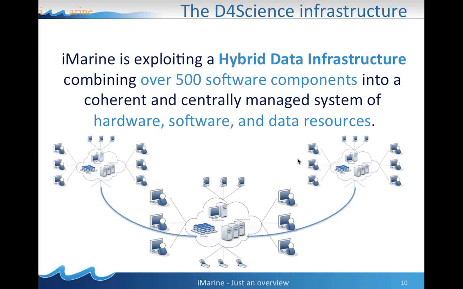In case of D4Science, instead, we talk more about a hybrid data infrastructure because it combines over 500 software components that are not centralized in a single location and are not managed by using the same access policy or the same service level agreement. It's more a federation of different infrastructures that all together contribute to the satisfaction of the user requirements. Clearly, from the user point of view, when they access D4Science, they cannot recognize that the resources can be provided by a commercial cloud provider, for example, or by another data infrastructure. So virtually it appears as a single infrastructure, but it's a bit more complex than this.